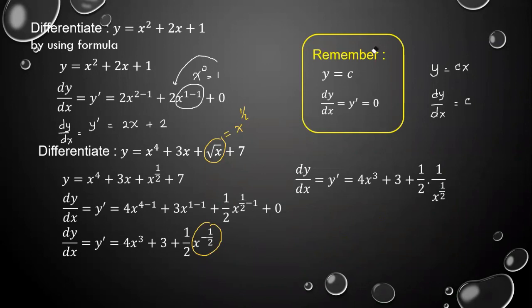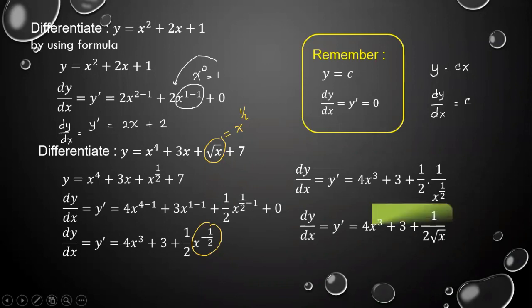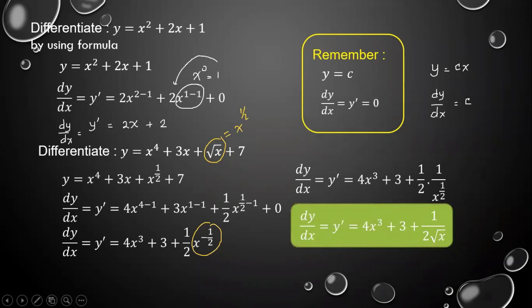So it means we can continue to simplify this function: dy over dx equals y accent equals 4x cubed plus 3 plus 1 over 2 root of x. Once again, 4x to the power 3 plus 3 plus 1 over 2 root of x. That's the answer. That's very clear, right? So what do you think about the differentiation? Is it easy or difficult? Yes, I agree with you. That's very easy.